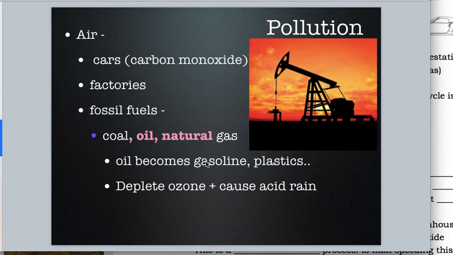We turn oil into gasoline and plastic. So the plastic in your water bottle, the plastic in your cars, most of our cars are made of plastic now. All those plastics come from gasoline. Getting and burning coal, oil, and natural gas depletes our ozone layer. That is the layer around the Earth, our blanket that keeps the harmful rays from the sun from burning us up. But it also produces acid rain.